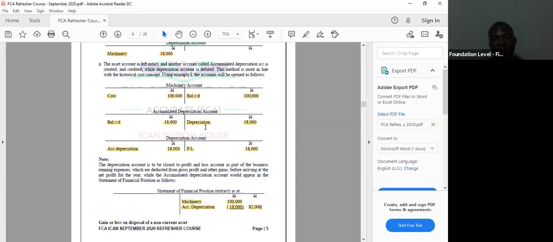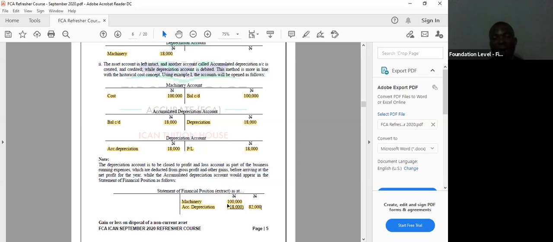We are going to have depreciation again, 18,000. Then we have the depreciation for the year, which will also be 18,000. So our total accumulated depreciation for year 2 will now be 18,000 plus 18,000. This 100,000 will still remain the same. 18,000 plus 18,000 will give us 36,000.